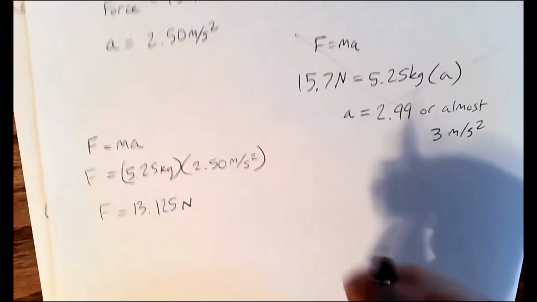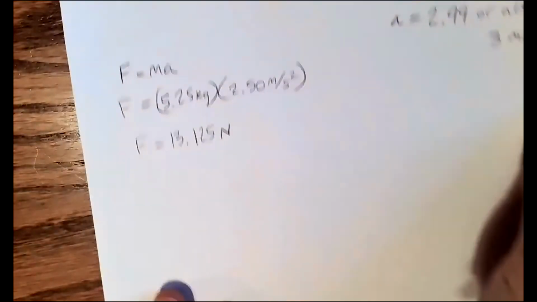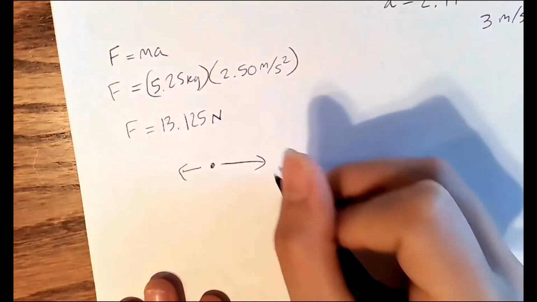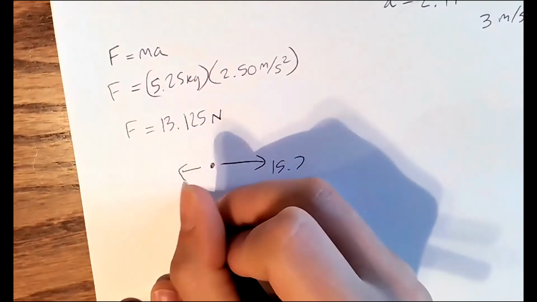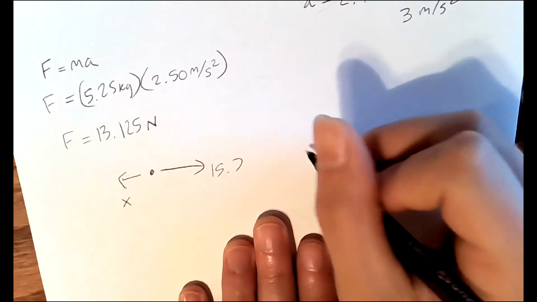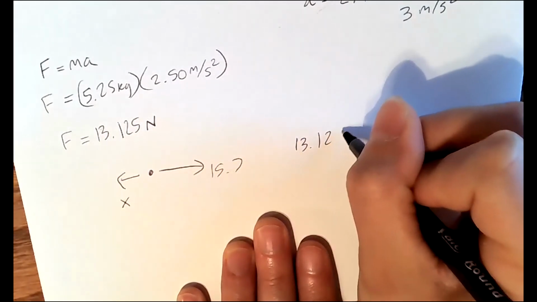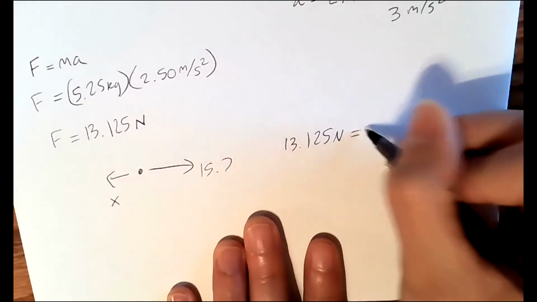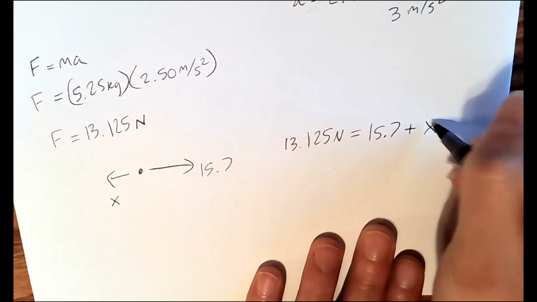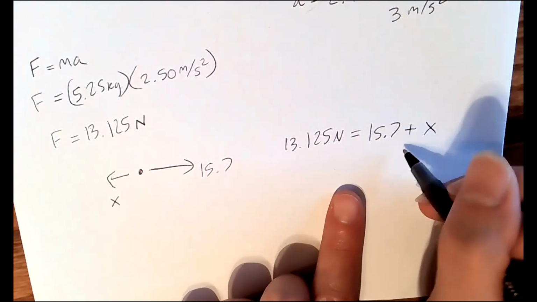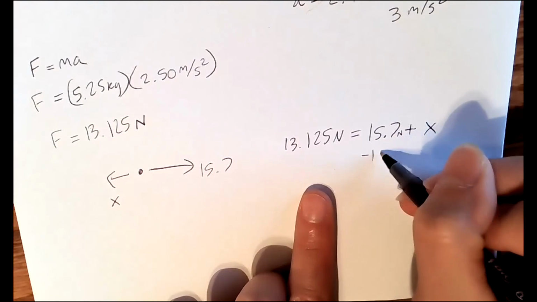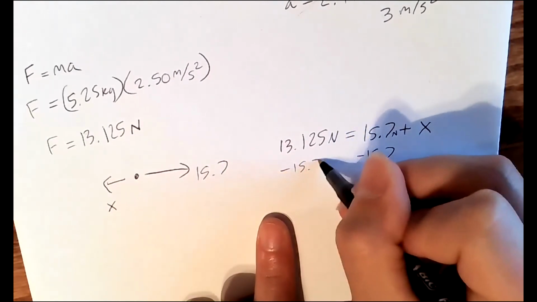And another way to write that out is to redraw it. So that's 15.7. This will be friction, the x. So 13.125 newtons has to equal 15.7 plus x. Subtract 15.7 from each side. So minus 15.7, minus 15.7.